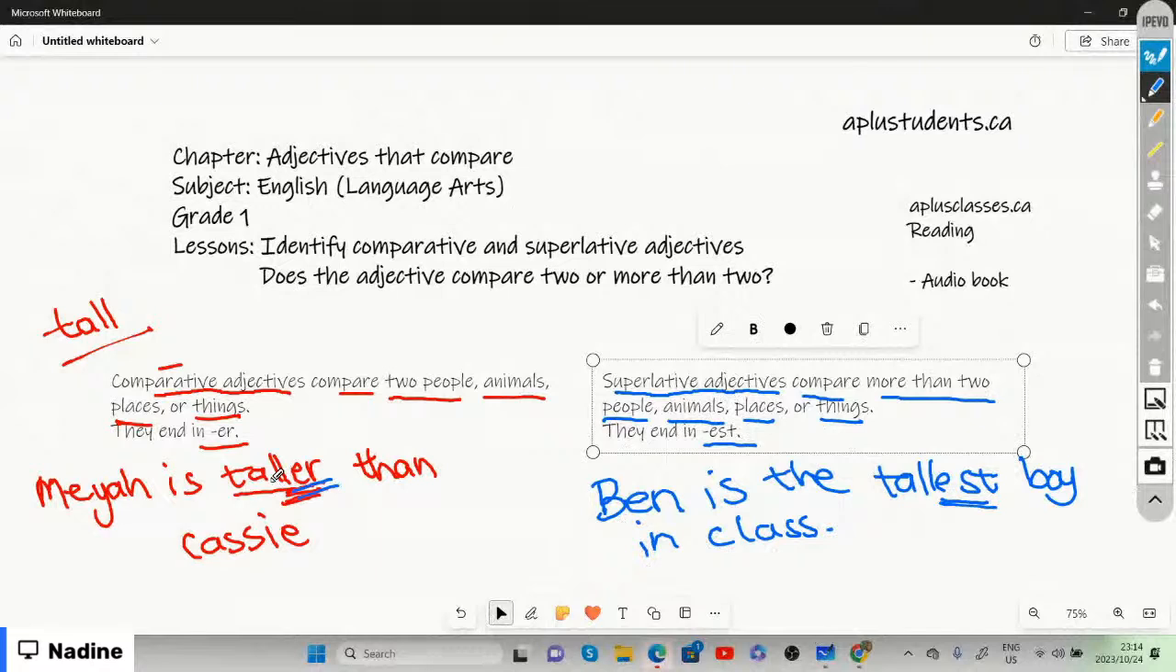With the comparative adjective, they compare two people, animals, places, or things, and they end in er. And the superlative adjective compares more than two people, animals, places, or things, and they end in est. And there we also have our examples. All right.